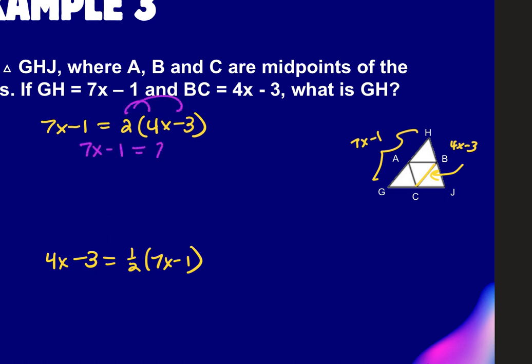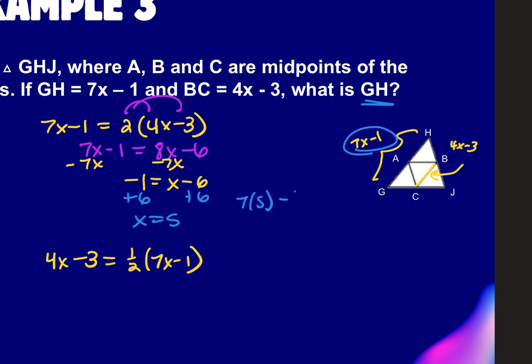7x minus 1 equals 8x minus 6. Subtract the 7x. And add the 6. X is 5, but it wants GH. So I'm going to plug it back in. 7 times 5 minus 1, or 34.